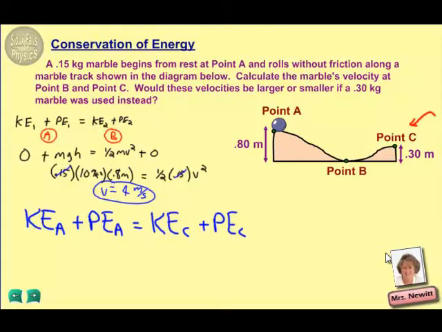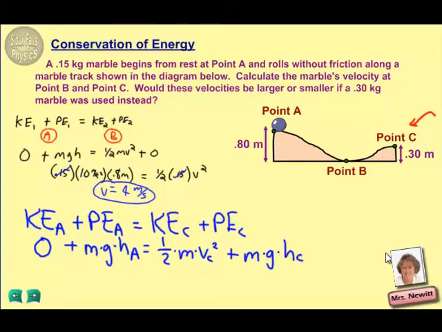Now notice that we do still begin with 0 for the kinetic energy, but we do have mass times gravity times height at point A. At point C, that marble will be moving, so our kinetic energy is 1/2 mass times velocity squared. And then for the potential energy, which again will not be 0 in this case, potential energy would be mass times gravity times the height at point C.